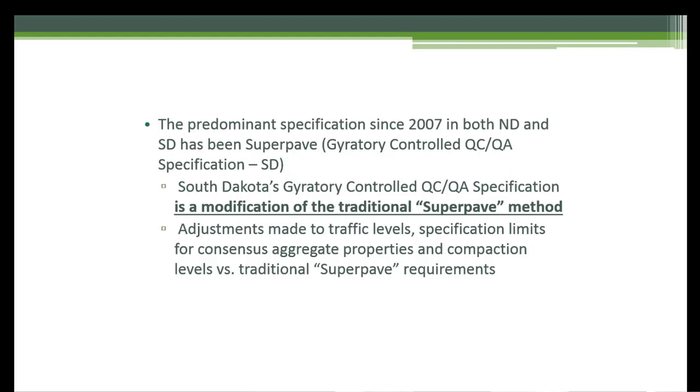It's aggregate requirements based on traffic. It's testing procedures. It was actually new aggregate requirements. And with those and their designated traffic levels, they didn't match South Dakota. So South Dakota started revising, modifying some of those traditional specification requirements under a strict, quote, Super Pave method to adjust to conditions that are specific to South Dakota, particularly traffic level and aggregate properties. So just remember that South Dakota calls it gyratory controlled, primarily just because they modified the dictated Super Pave requirements.